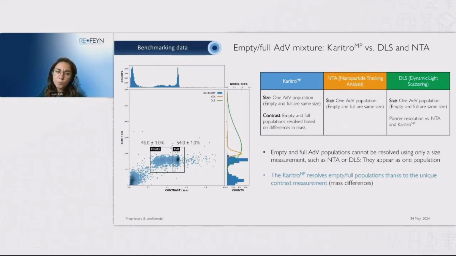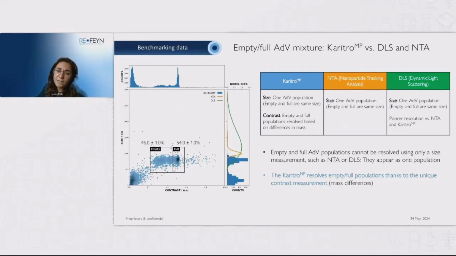If you look at the orange plot, the NTA measurement, you can see that there is a nice, well-resolved peak in the adenovirus region. However, this encloses both the empty and full populations underneath because effectively they are at the same size. In terms of broadness of the peak, it is quite similar to what Karitro measures, but the size measure is slightly higher due to the fact that NTA measures hydrodynamic diameter, while Karitro measures geometric diameter, and therefore the values are expected to be slightly lower.